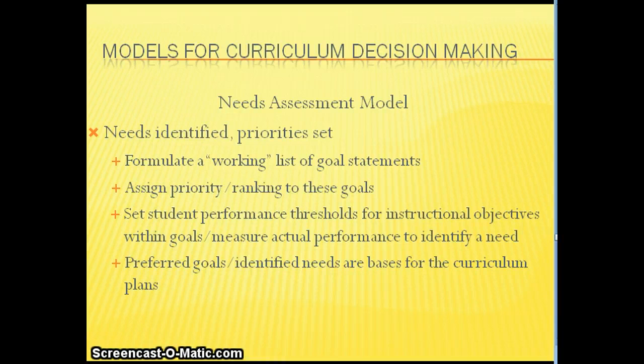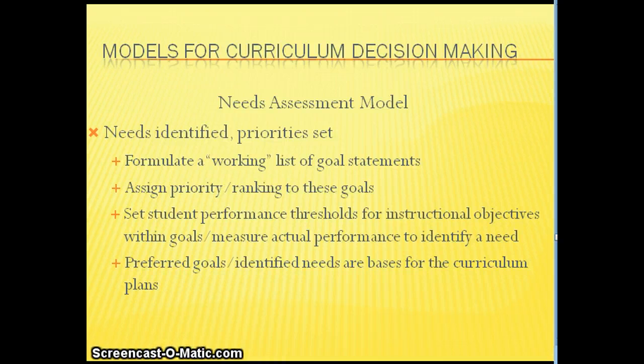So once those needs and the goals have been identified, these become the basis for the actual curriculum plans. You can go ahead and revise those outcomes and goal statements, and then the actual learning activities, teaching strategies, and ways that you're going to assess and evaluate can be developed from this point.